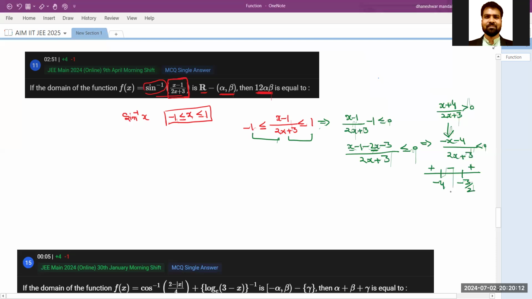So which region do I have to consider? Because this whole term is greater than 0, I have to take the positive region. So one region is this one, another this, and the other is this one. Okay. So this is the solution for this inequality, the right hand side inequality.